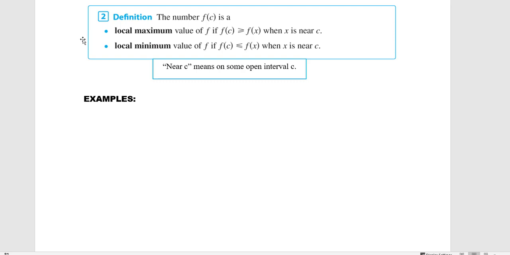Definition number 2. The number f of c is a local maximum value of f if f of c is bigger than or equal to f of x when x is near c. Or we call it a local minimum value of f if f of c is less than or equal to f of x when x is near c. Near c means some open interval around c. Let's look at a couple of examples.